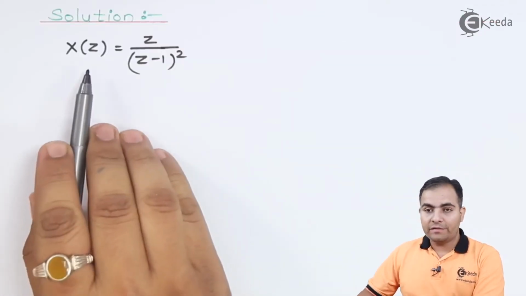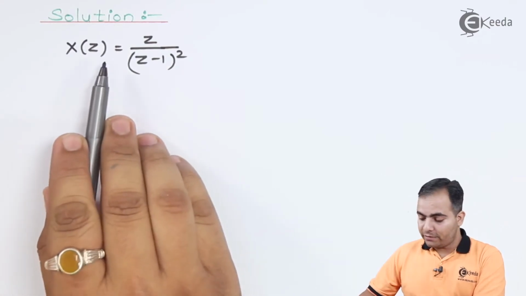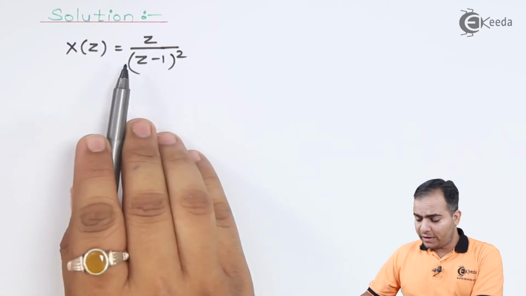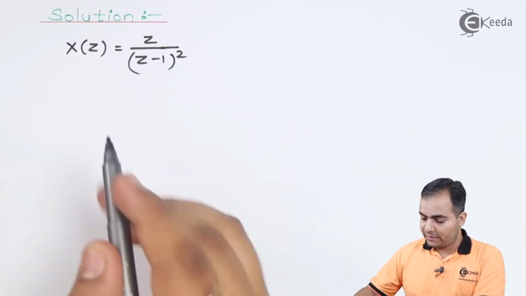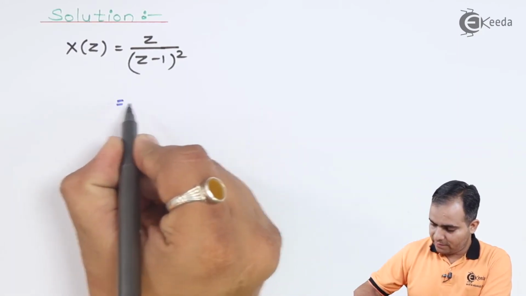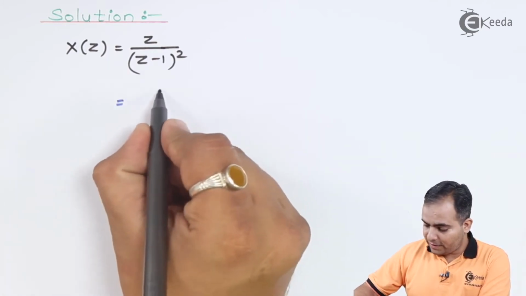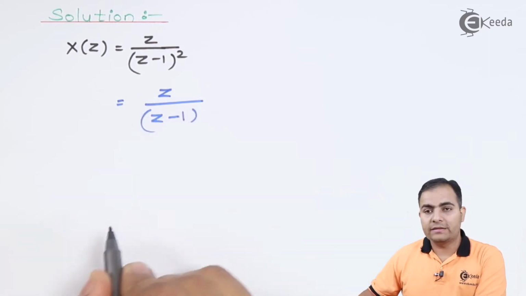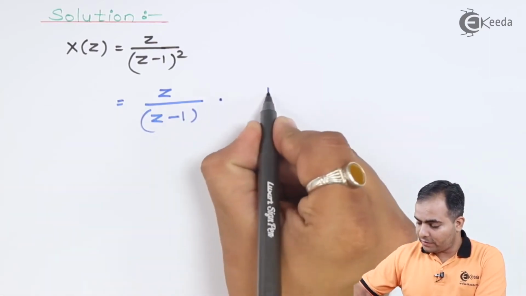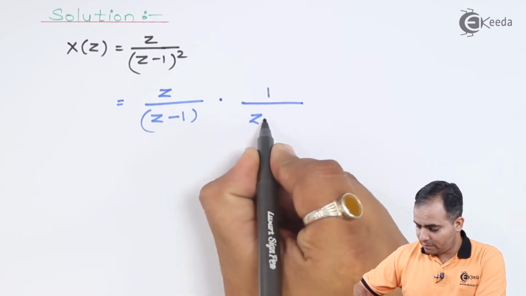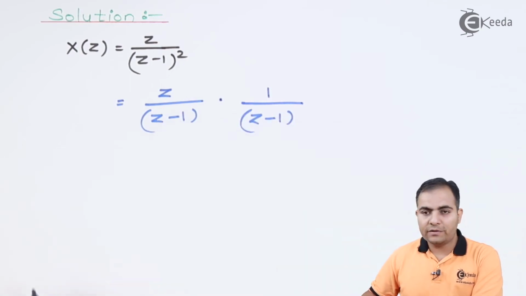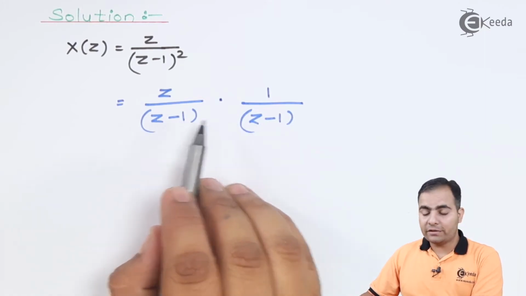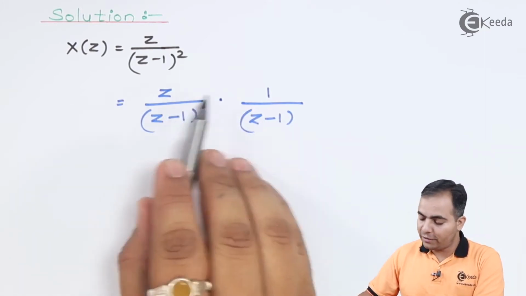Now look here, our function is in the form of z. What we are going to do is find the inverse Z transform. Basically, I can split this function in two parts. Let's say the first part is z upon z minus 1, and another part is 1 upon z minus 1. If we multiply both these parts, then in the denominator you will get (z minus 1) whole square, and in the numerator you will get z into 1, which is z.